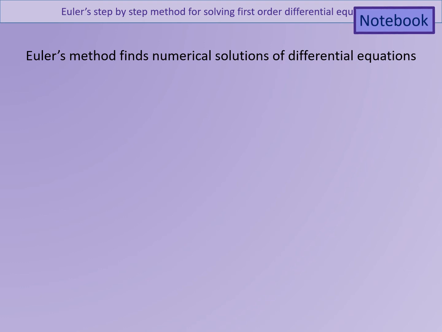Okay, so grab your notebooks then. So Euler's method finds numerical solutions for differential equations. So we've seen the theory behind it. We've seen how Euler's step-by-step method works. But generally in your exam, you'll be just expected to solve a question. So let's have a quick look at the formulas first, and then we'll have a look at a question.